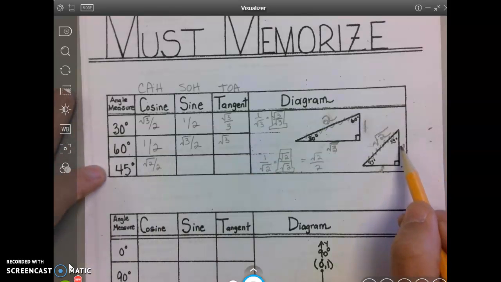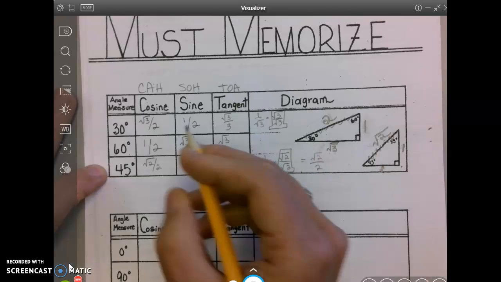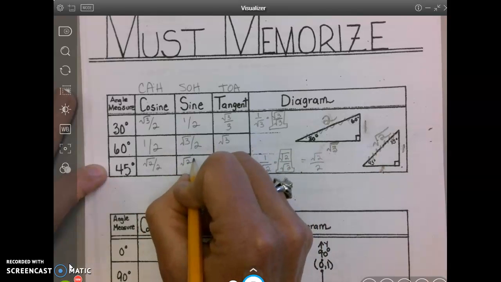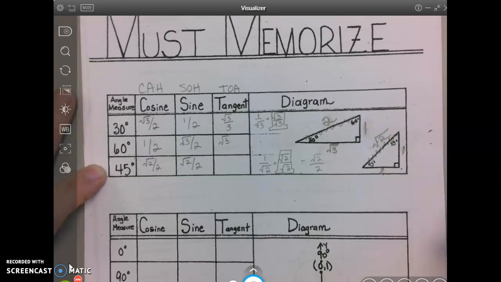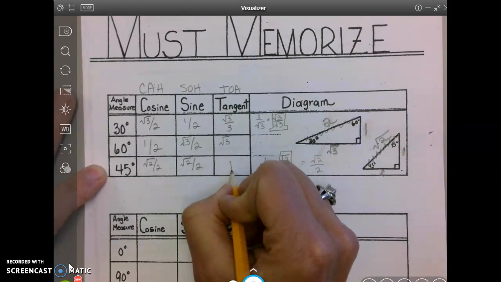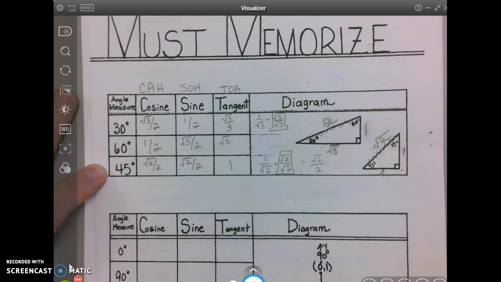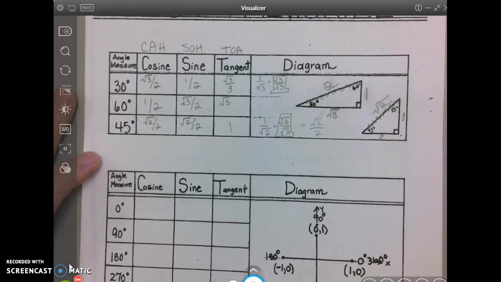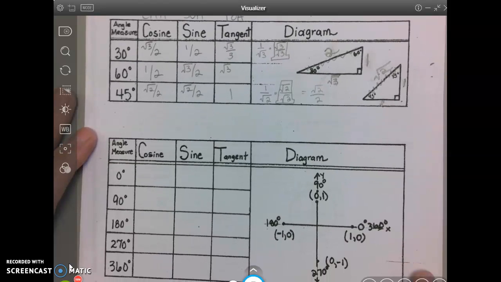When I go to do the sine, opposite over hypotenuse, I get the same thing, 1 over the square root of 2, which is going to simplify to the square root of 2 over 2. And for the tangent, I get opposite over adjacent, which is simply 1. Then I'm going to move down here, and I'm going to practice a little bit more with my table.